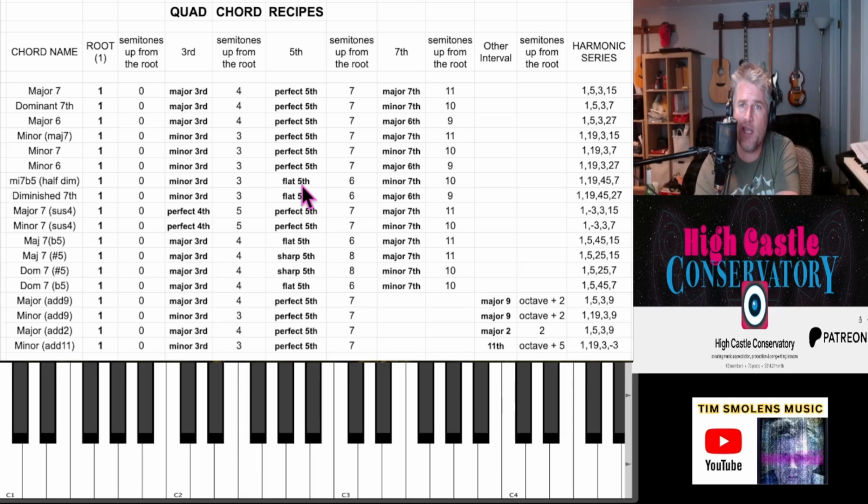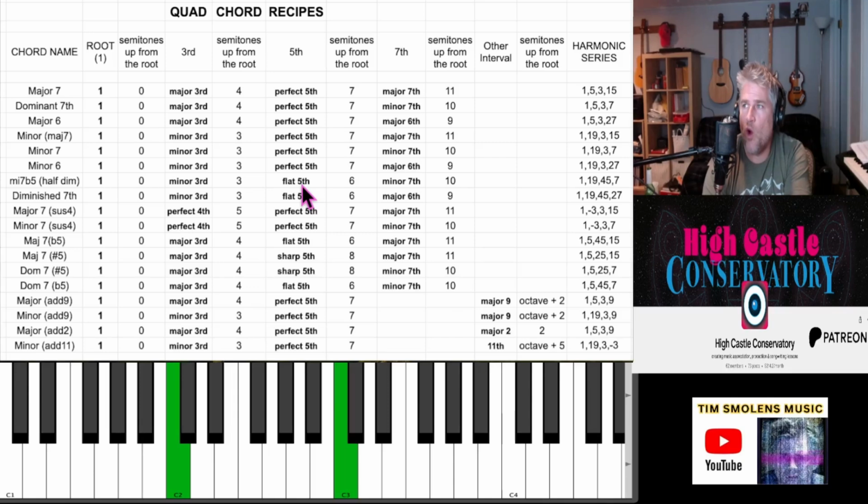But to build it from C, we have a diminished triad and then a minor 7th. The harmonics would be 1, 19, 45, and then 7 or negative 9, like I said before, is actually closer to Western tuning, whereas that 7th harmonic in the harmonic series is 31 cents flat and pretty much a quarter tone from what we're used to hearing. So it's a note we don't have.